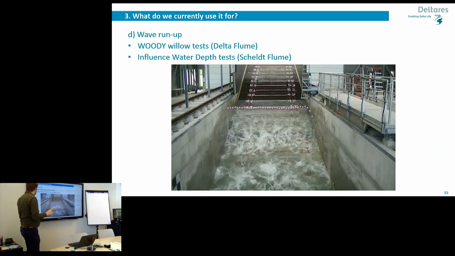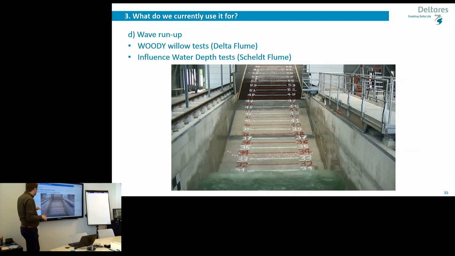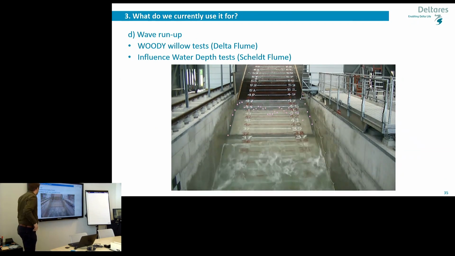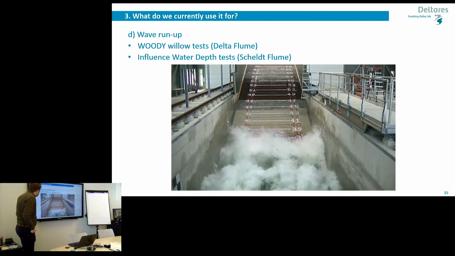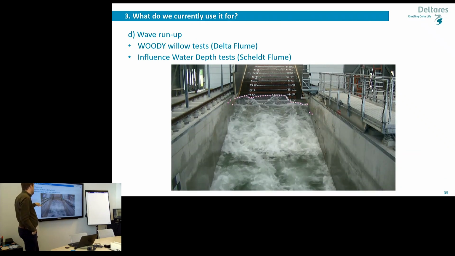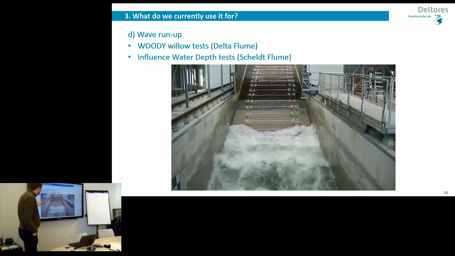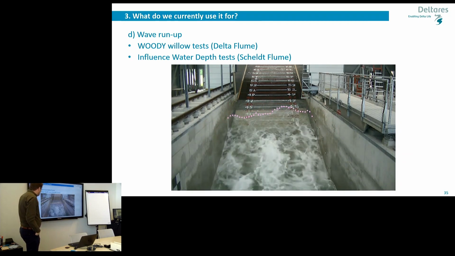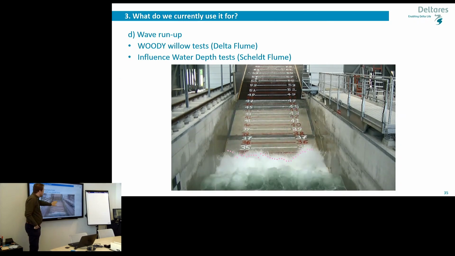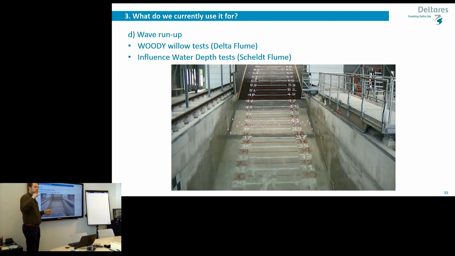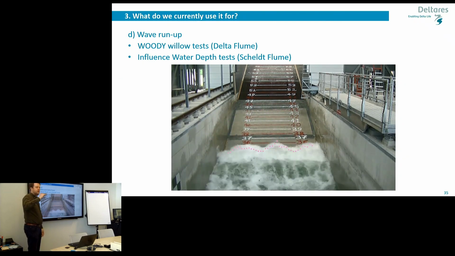And then my last example is wave run-up. So wave run-up is essentially how far the wave runs up a slope. We did that in both the delta flume, so that's what you're seeing now, and the shell flume, that's the next video. But as you can imagine, the wave runs up the slope, and it ends up as a very thin water layer.